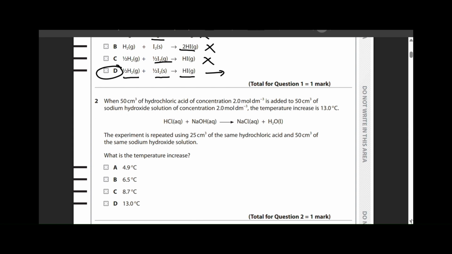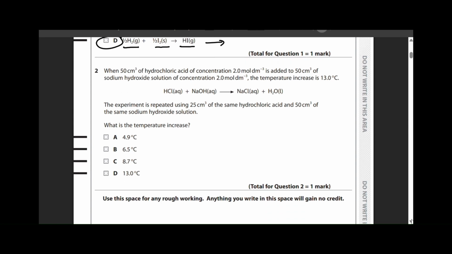When 50 cm³ of hydrochloric acid of concentration 2 moles per dm³ is added to 50 cm³ of sodium hydroxide solution of concentration 2 moles per dm³, the temperature rises 13 degrees centigrade. The experiment is repeated using 25 cm³ of the same hydrochloric acid and 50 cm³ of the same sodium hydroxide solution. So in the first experiment, they used 50 cm³ of hydrochloric acid and 50 cm³ of sodium hydroxide, both of concentration 2 moles per dm³. Then the temperature increase was 13 degrees.